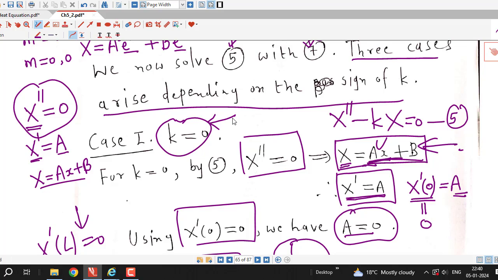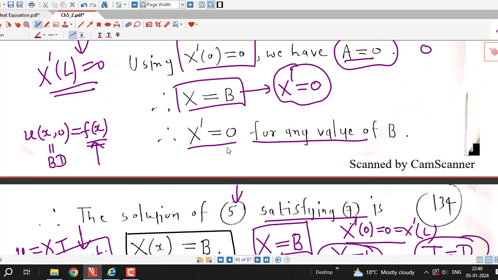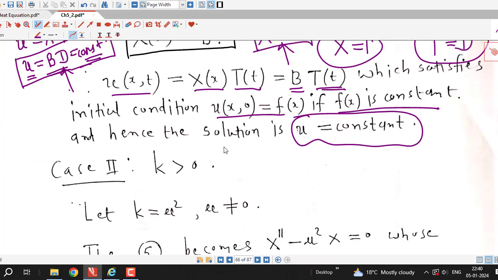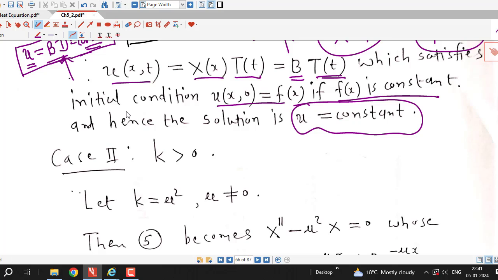So there is some contribution for this case also, k equal to 0. In earlier lectures we had seen that k equal to 0 was giving us the trivial solution, but here we get non-trivial solution which is constant. Now second case is, suppose k is positive. So if k is positive, then we can assume that k is square of some real number which is non-zero. Suppose k equal to mu square.